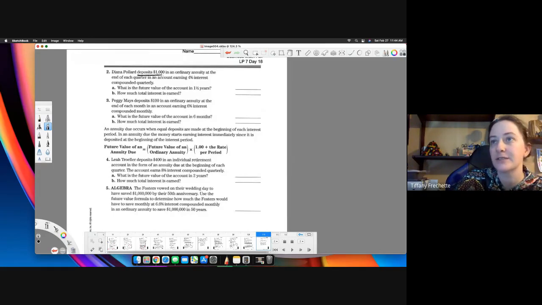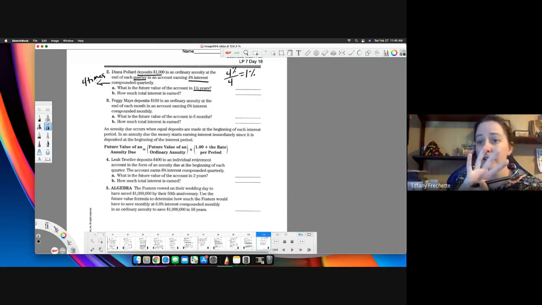She deposits $1,000 in an ordinary annuity at the end of each quarter, in an account earning 4% interest compounded quarterly. So remember, quarterly means 4 times per year. So we want to take that into account right away, because number one, that tells us what to do with this 4%. We have 4% divided by 4. So that means 1% for each quarter. And then the first question is 1.5 years. So if it's 4 times in a year, well, the second year, I'm not going to have a full 4. I'm only going to have 2 of them, because it's half that year. So it's going to be 6 times.